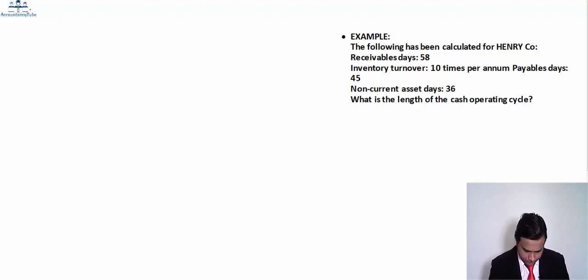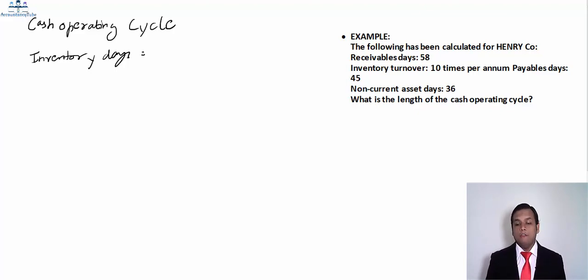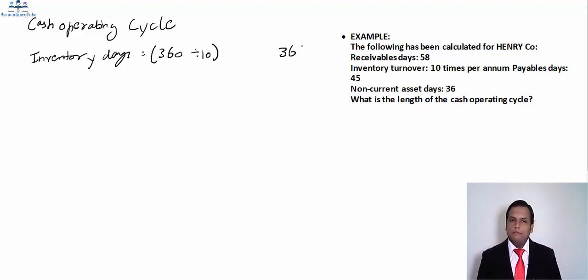Firstly, we are computing the cash operating cycle. For that, we first need inventory days. Now, we are not given the inventory days over here. However, we are given inventory turnover. Use your common sense over here. There are 360 days in a year, and the inventory has been replenished 10 times. So all we need to do is to divide 360 by 10, and the answer over here is 36. We have got our inventory days.